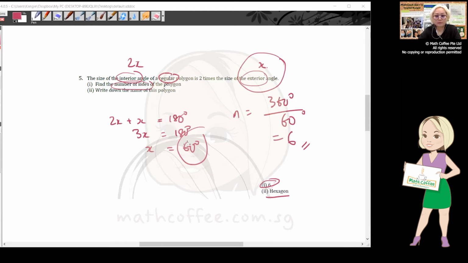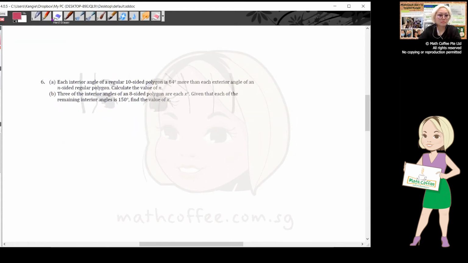Okay, this one. Each interior angle of a regular 10-sided polygon is 84 degrees more than each exterior angle of an n-sided polygon. Always see whether you can see the word regular. So this is actually two separate polygons. One is a 10-sided polygon, the other is an n-sided one, which I don't know how many n is. So you're supposed to find out what n is.